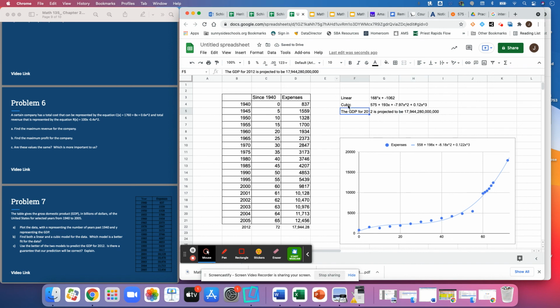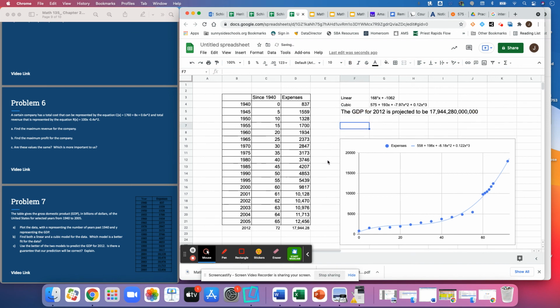That's a pretty gigantic number. So again, this is the gross domestic product for the entire United States, that's a huge, ridiculous amount of money.